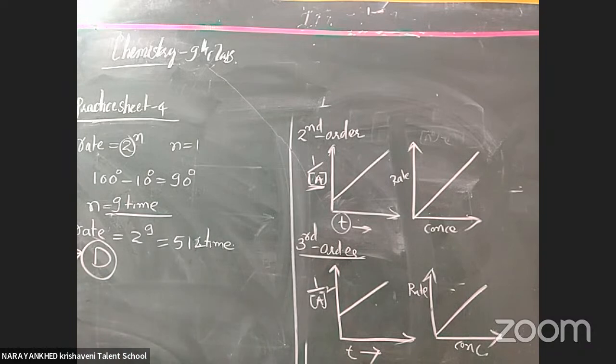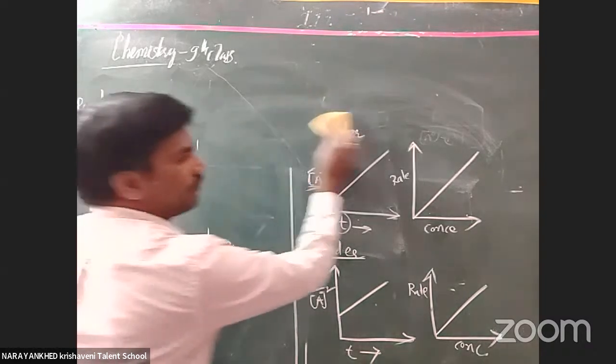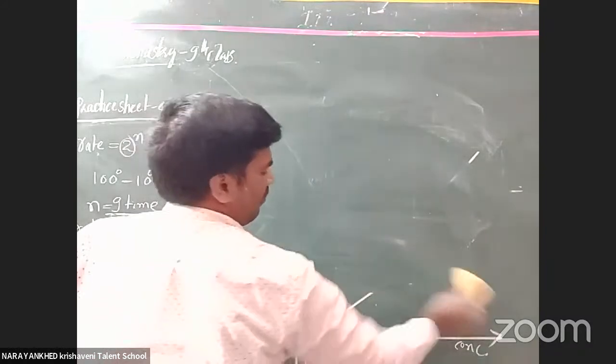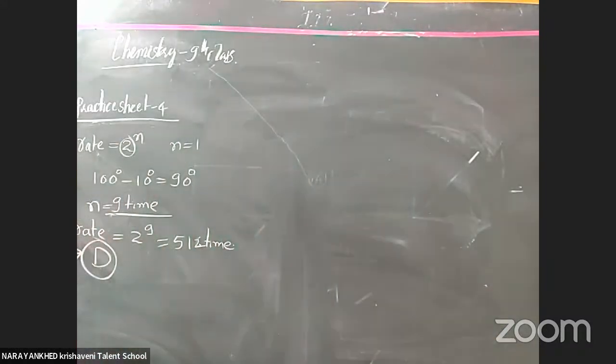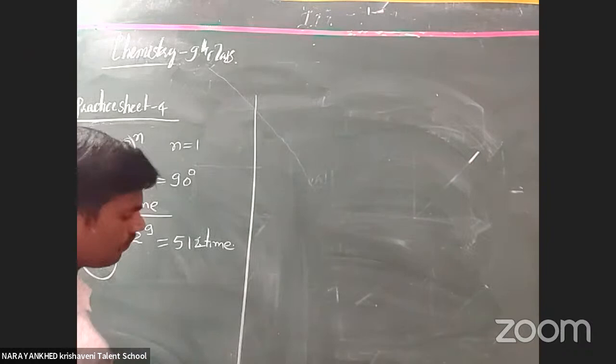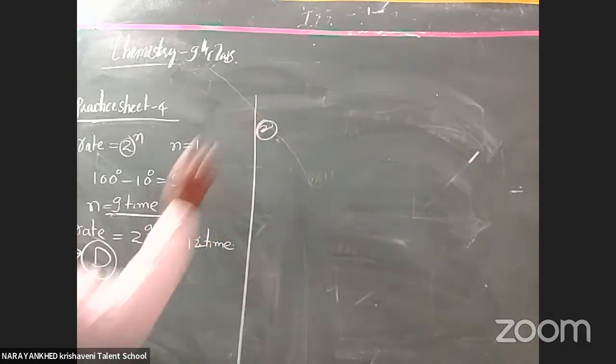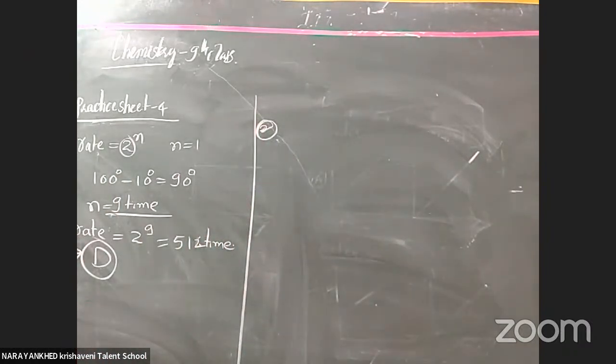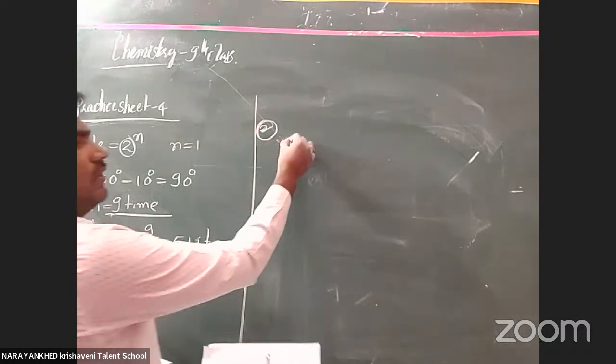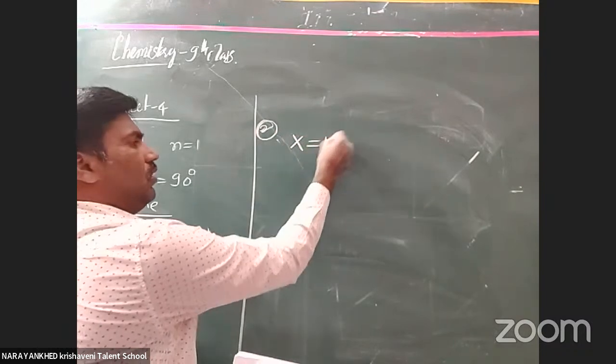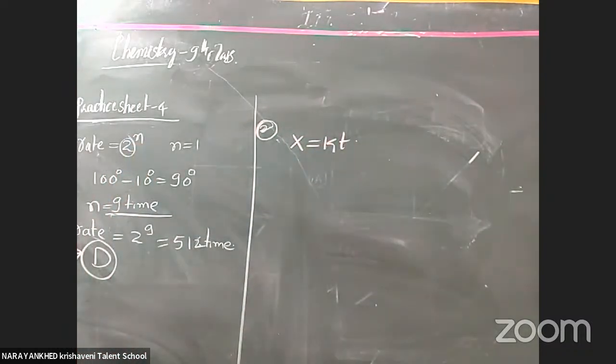Next, come to the second question. What is the second question we consider? Here, the time required for 100% completion of the zeroth order reaction is. Clear or not? We have the zeroth order, so the rate equation is x is equal to kt. Clear or not, all the students?